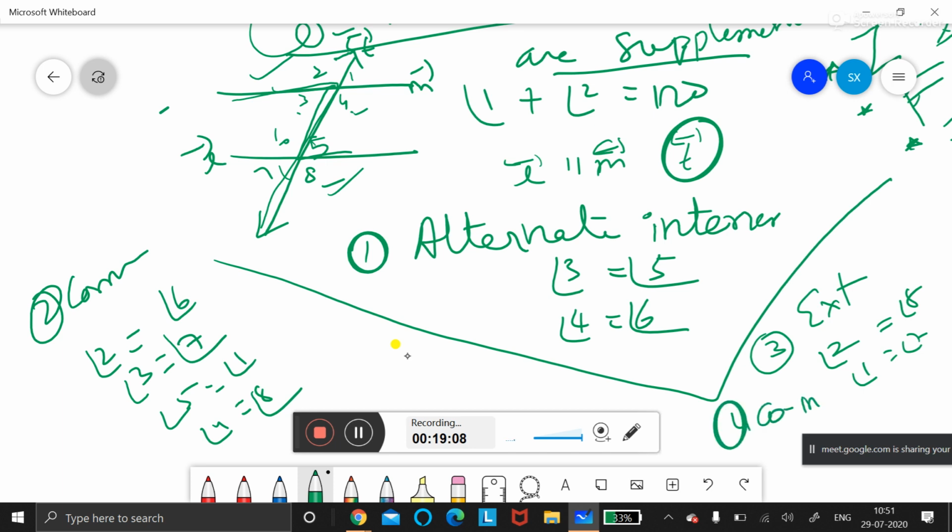Co-interior angles are supplementary. Instead of co-interior angles, you can write allied angles supplementary, or you can write angles on the same side of the transversal. In that, 4 plus 5 is 180. What you should write: 4 plus 5 is 180. Next one.